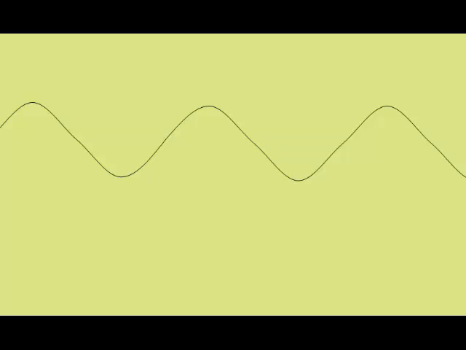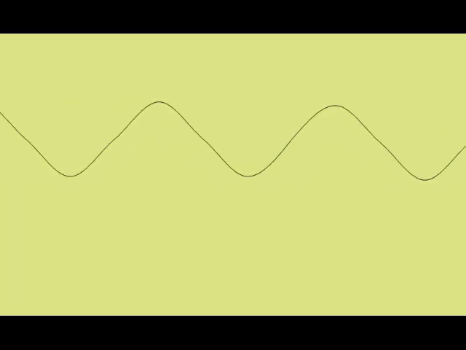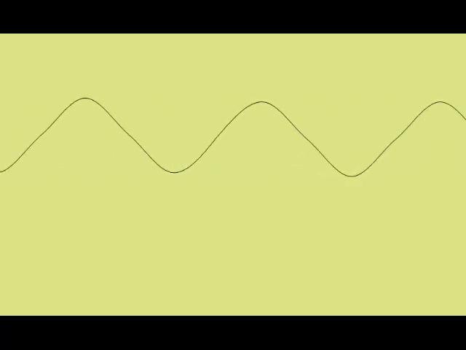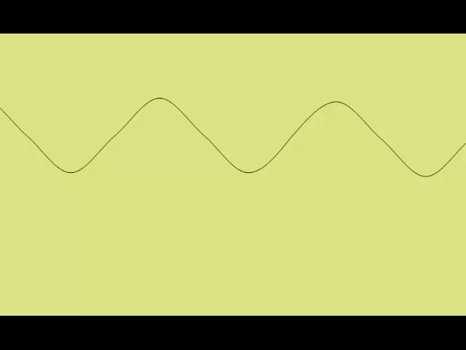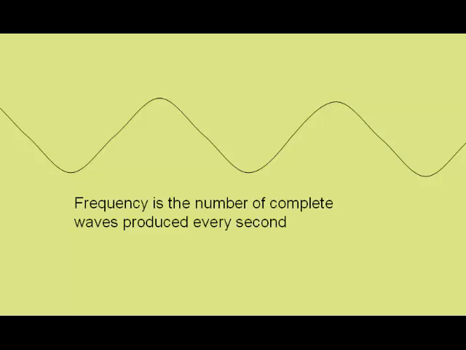Now let's consider a wave as it moves like this. To consider this situation further, we need to introduce another term, the frequency of the wave. Now, frequency is the number of complete waves produced every second. A complete wave would be going up, down, and back to the centre, for example. Frequency is measured in hertz, which is abbreviated to capital H, lowercase z. 50 hertz would be 50 complete cycles every second, for example.